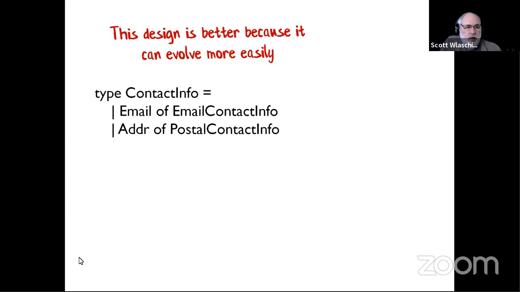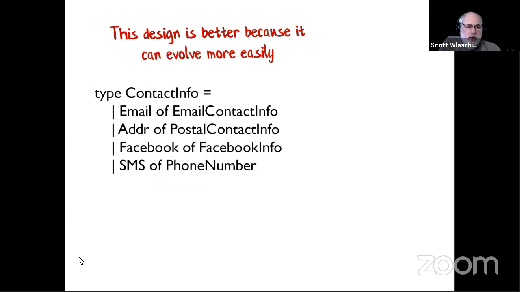And what's really nice about this, of course, is it's much easier to evolve, because if you add a new kind of contact information, you just keep adding to this list and you don't have to break anything else in your code. So there we go.